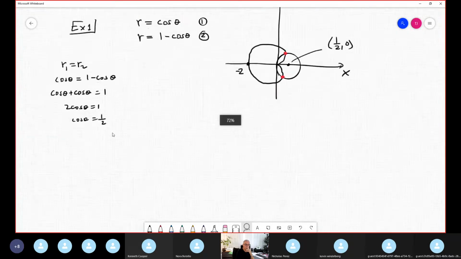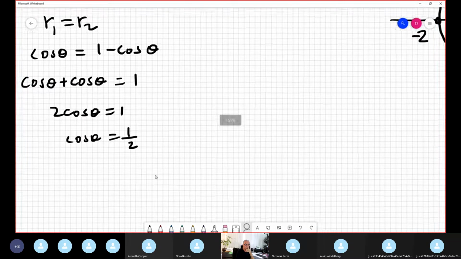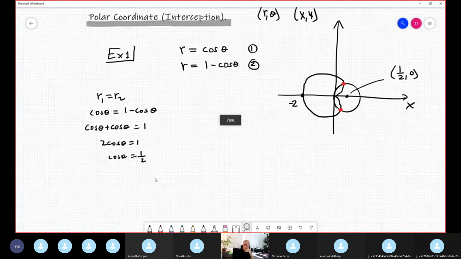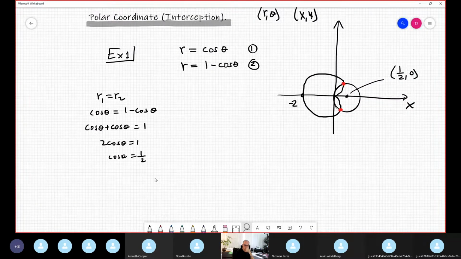It's pi over 3 in the first quadrant. And in the fourth quadrant, yeah, it would be 5 pi over 3. Okay, 300 degrees. In degrees, this is 60 degrees. It's 300.